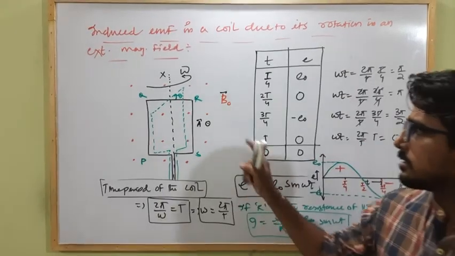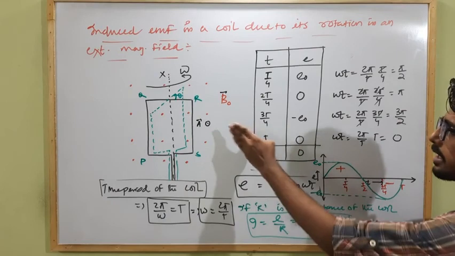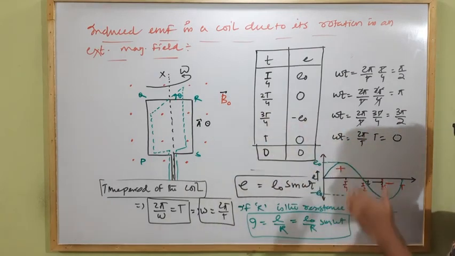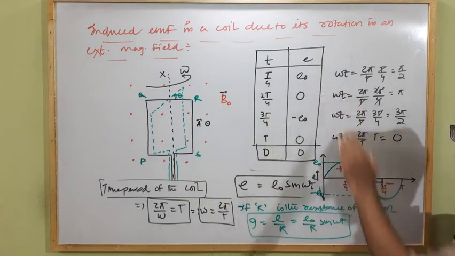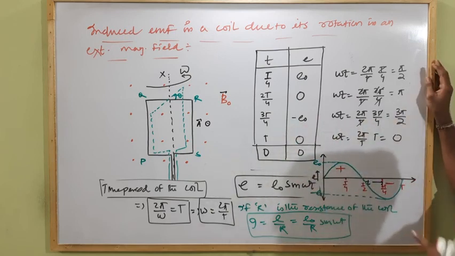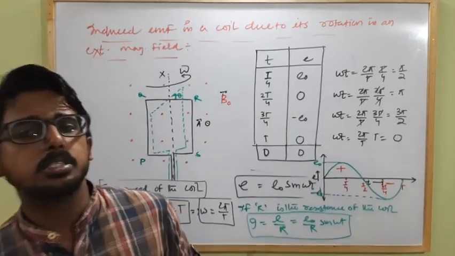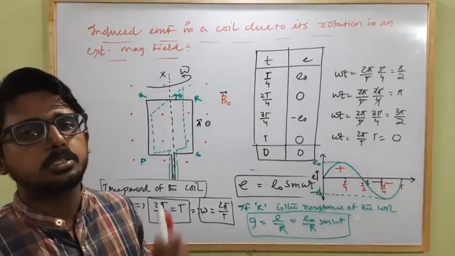Clear? In this case, the magnetic field strength remains constant, the area remains constant, but the angle between the area vector and magnetic field strength changes with respect to time. That's why we get an EMF induced within the coil, which also varies with respect to time. Clear? So this is also another method to calculate or produce induced EMF.